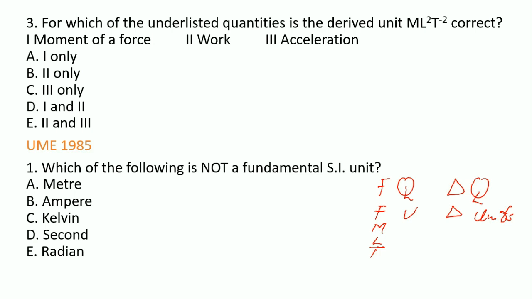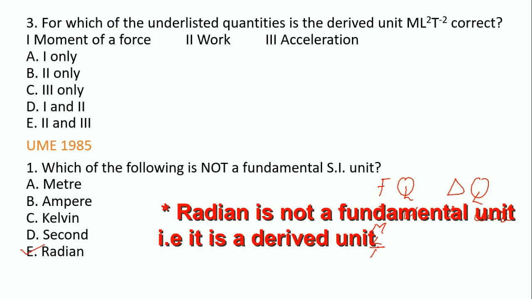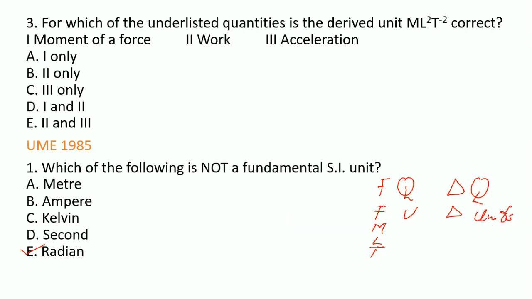The unit ampere is the SI unit for electric current, which is a fundamental quantity. So ampere is a fundamental unit. Kelvin is the SI fundamental unit for temperature. Second is the SI fundamental unit for time. Radian is not a fundamental unit. Radian is a derived quantity. Radian is for angular measurement.